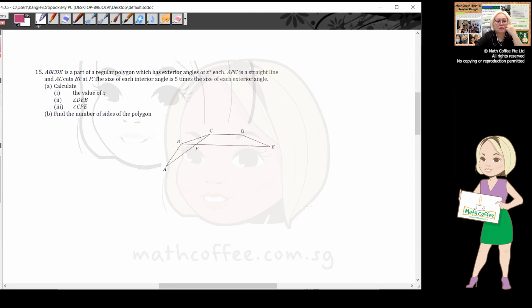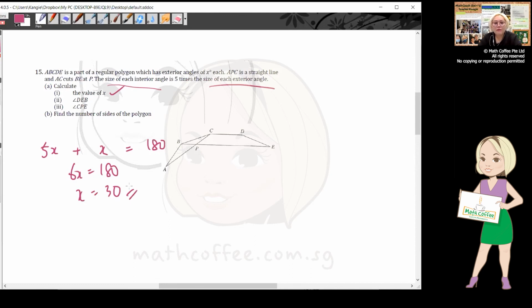Is this question linked? So the size of each interior angle, I will say the exterior angle is x. Then the interior angle is 5x. So when I add them together, 5x plus x is equal to 180 degrees because it's interior plus exterior. So 6x is equal to 180 and then x is equal to 30. Very straightforward. So my x is 30.